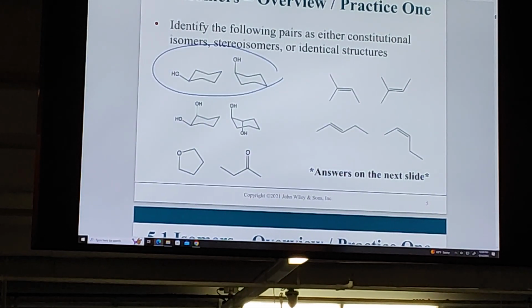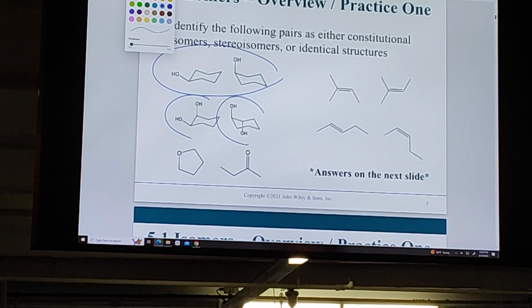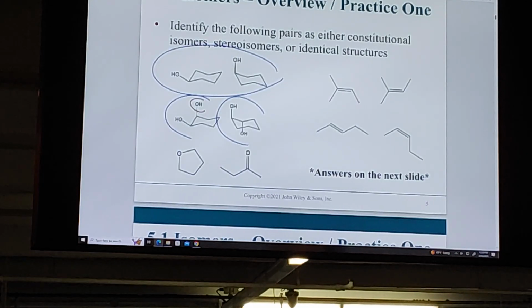How about here? All right, so what we do is, this OH, up or down? This OH, up. This is up and up. This OH, up. This OH, up and up, down, we call them. That's the type of a.